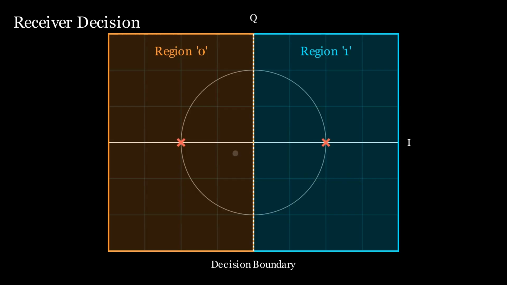But probability is a tricky thing. Sometimes the noise is strong enough to push the point all the way across the boundary. Here we sent a 1. The vector belongs on the right, but the noise vector was so strong to the left that the receiver sees it in the orange region. So it creates a bit error.